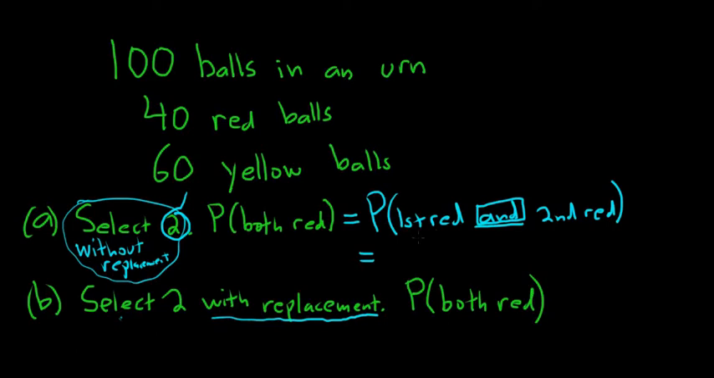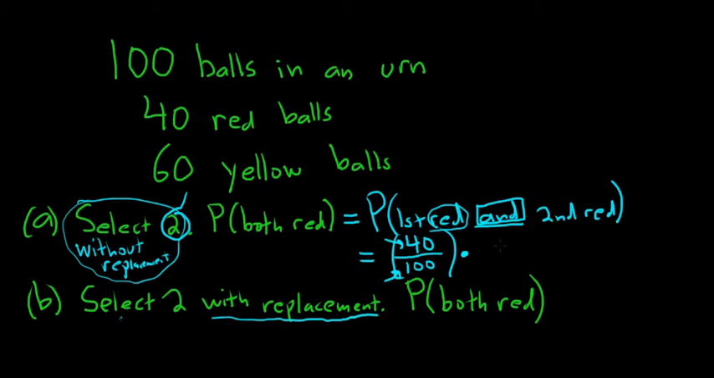So we want the first ball to be red, okay? That's a fraction. This is going to be the number of ways to pick a red ball divided by the number of ways to pick a ball. Well, we know there's 100 balls total, so the total goes on the bottom. And there are 40 ways to pick a red ball, so 40 goes up top. It's always the number of ways to do this, in this case red, divided by the total. And so, and means multiply.